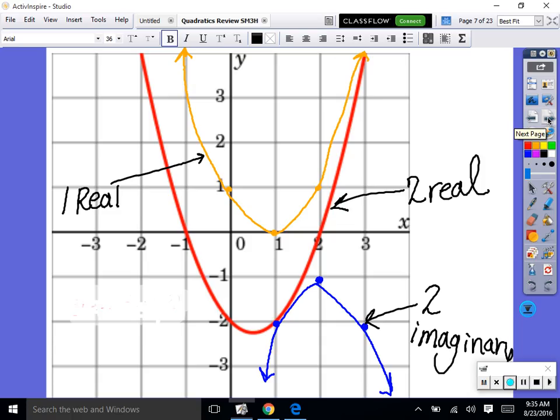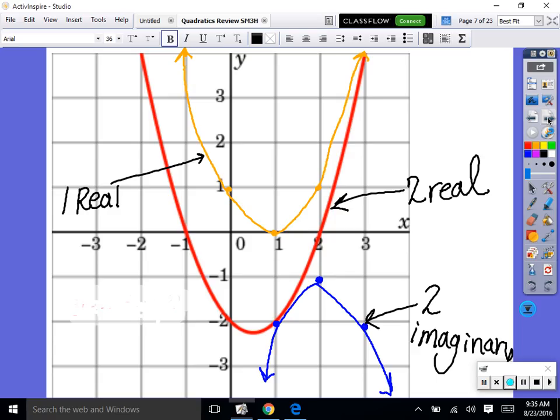Okay, so remember, there's a few different types of solutions you're going to run into with quadratics. Look at the red parabola. It's crossing the x-axis in 2 different places. Now think about it, guys. Quadratics are degree 2, right? Degree 2. So with quadratics, once again, we're always going to have 2 solutions.